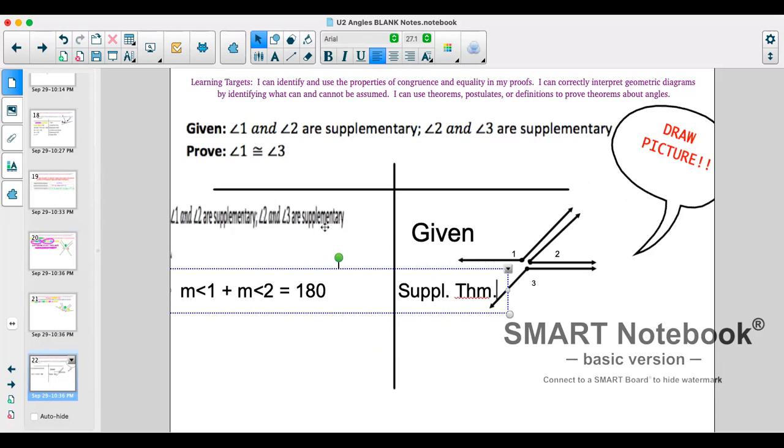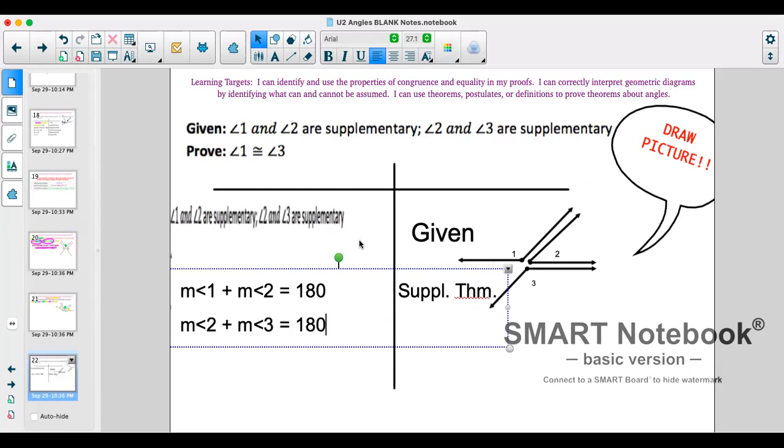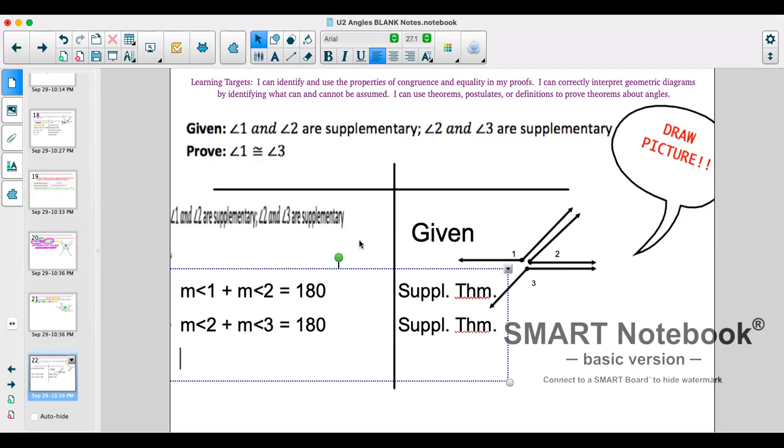I also have angle 2 and angle 3 are supplementary. So the measure of angle 2 plus the measure of angle 3 are supplementary. They add up to 180 degrees. How do I know that? The supplementary angle theorem or supplement theorem, or if you're one of my students, you can say definition of supplementary angles. Not a linear pair. You're told nothing about a linear pair, so you can't use that. Maybe later, okay, but not in this proof. You're not allowed to use that because you weren't given that information.